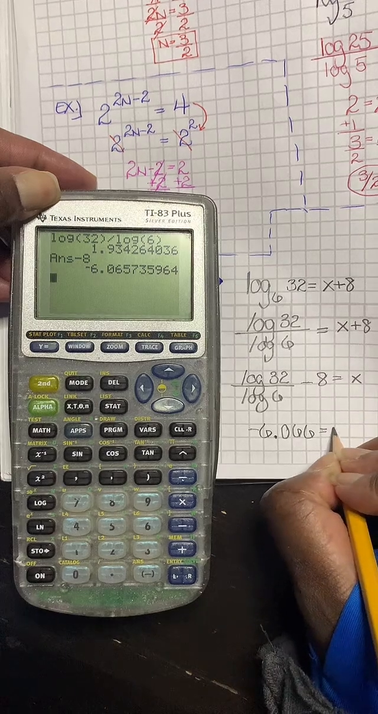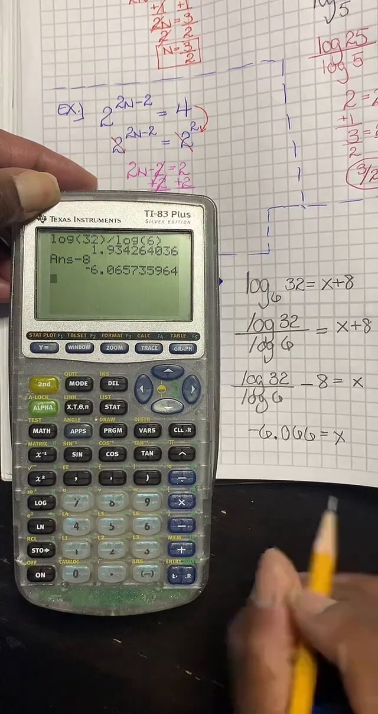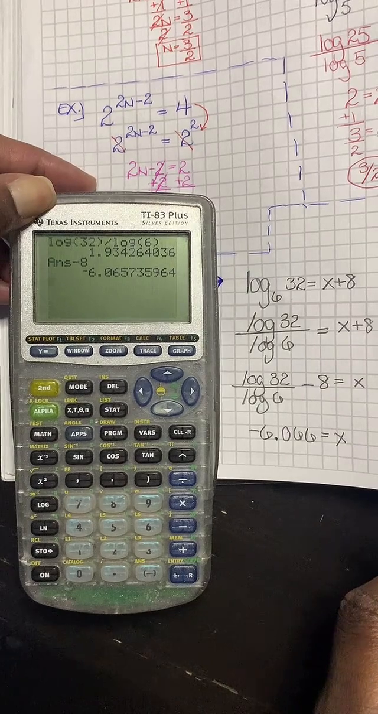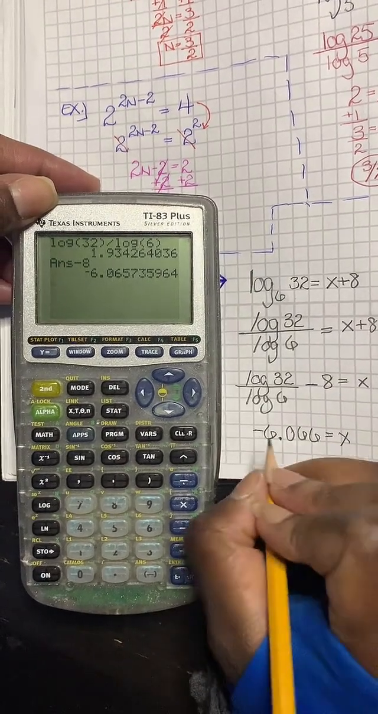Too many 6s. Maybe I shouldn't have done that. Maybe I should have just done it with 2 decimal places. Got a little scared.